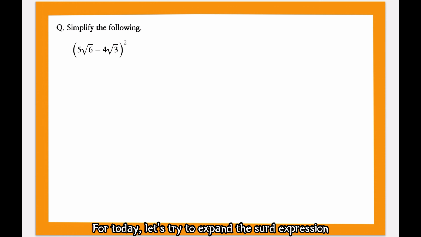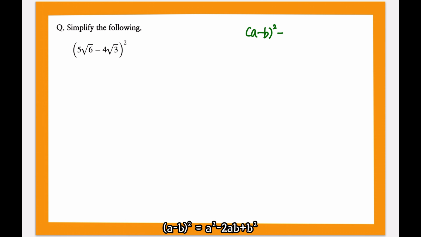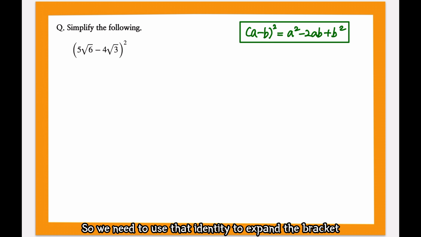For today, let's try to expand the third expression. Before we move on, we need to remember (a − b)² is equal to a² − 2ab + b². So we need to use that identity to expand the bracket.